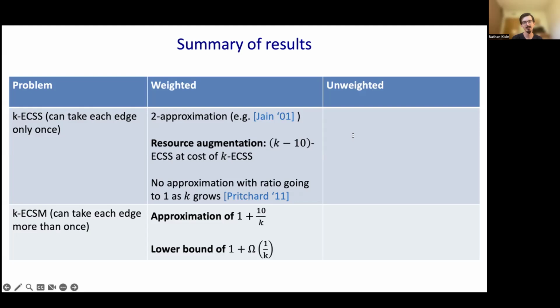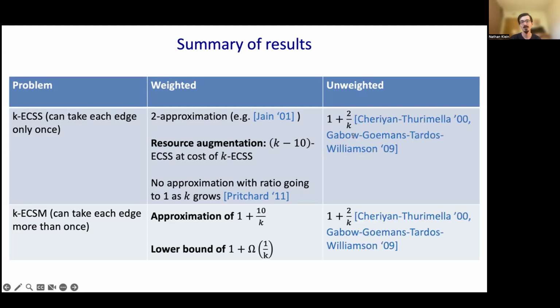For k-ECSM, we get 2 results. We first use our rounding theorem to show that we can obtain a 1 plus 10 over k approximation, improving upon the previous 1 plus order 1 over square root k. And we also prove a matching hardness lower bound.